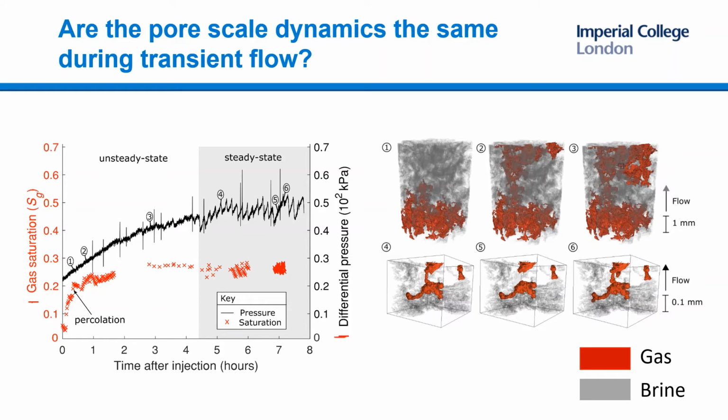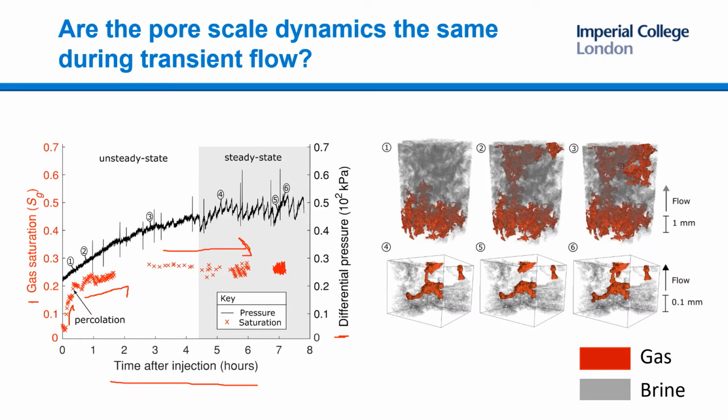And on the x-axis is the time after injection in hours. So what we can see is that prior to percolation across the sample, the gas saturation is increasing quite rapidly. After percolation, the saturation still continues to increase, but at a slower rate. And then before steady state, we see that the saturation plateaus out.